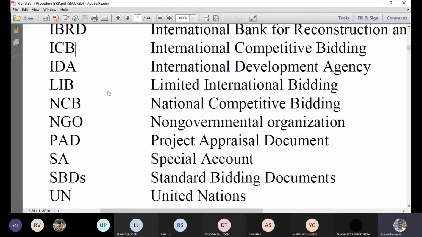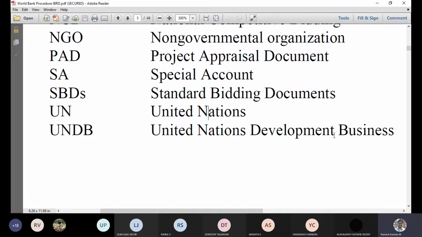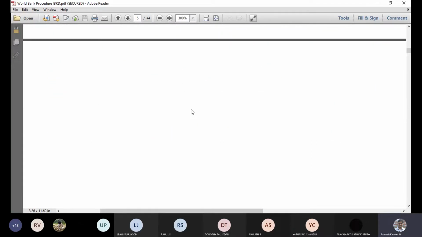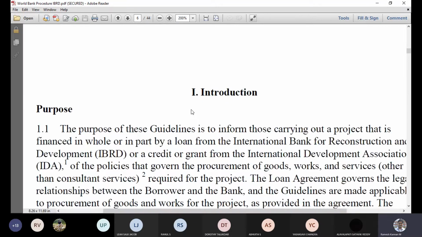NGO is non-governmental organization, and PAD is project appraisal document, and SA is special accounts, SBD is standard bidding documents. You can see it's documents, plural. And UN is United Nations, and UNDB is United Nations Development Business. So these are some of the things that you should know before we get into the guidelines, right?